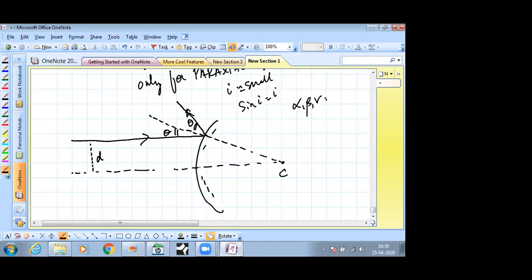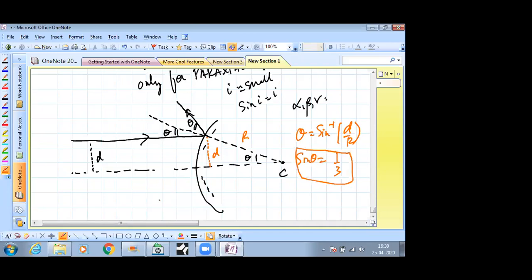So in this diagram, you can see this angle is also theta. If you just drop a perpendicular from here, you'll be able to understand what this is. This is r, this is d. So theta is sine inverse d by r. So how much is it? It is 1 by 3. Sine theta is 1 by 3. So it's definitely not a small angle.